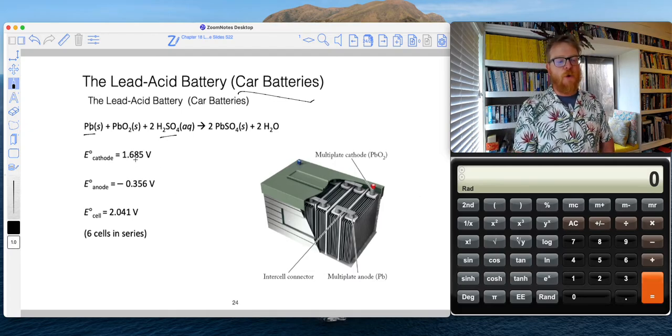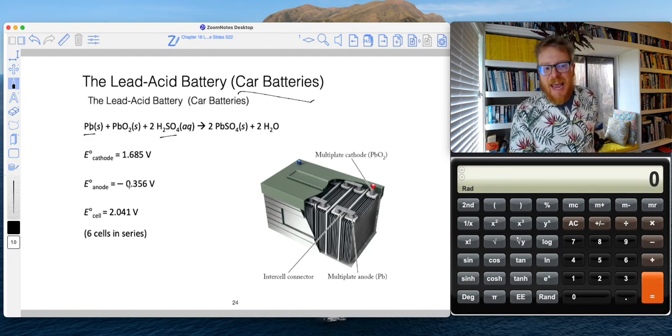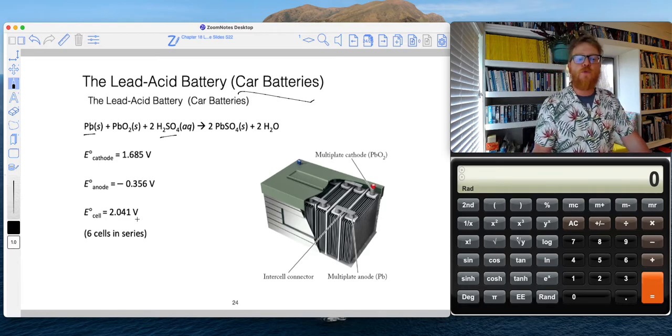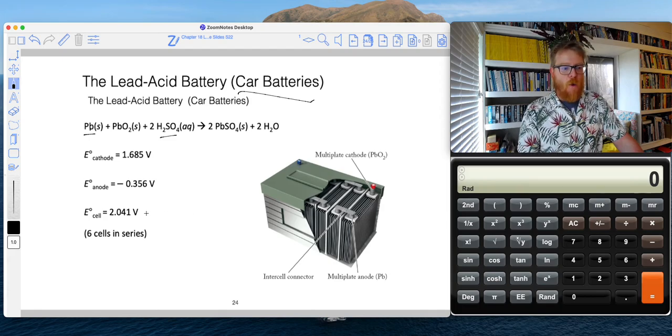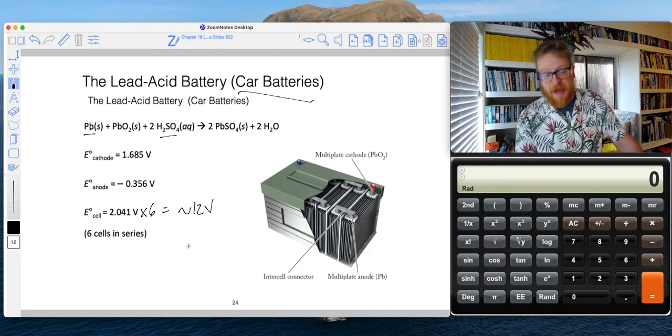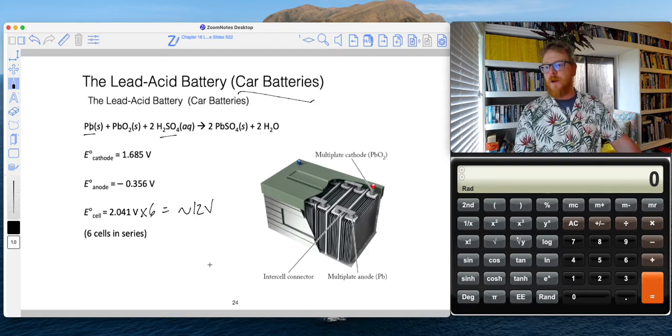So the cathode material gives you 1.685 volts. The anode is negative 0.356 volts. And right, E cathode minus E anode, that becomes a negative negative. So you get 2.041 volts. There's 6 of these things in series. So when you say times 6, that's where you get roughly your 12 volts. Okay, and so again, maybe you car heads knew that you get 12 volts out of your battery, and that's why, because you've got 6 of these cells in series operating at roughly 2.041 volt per cell.